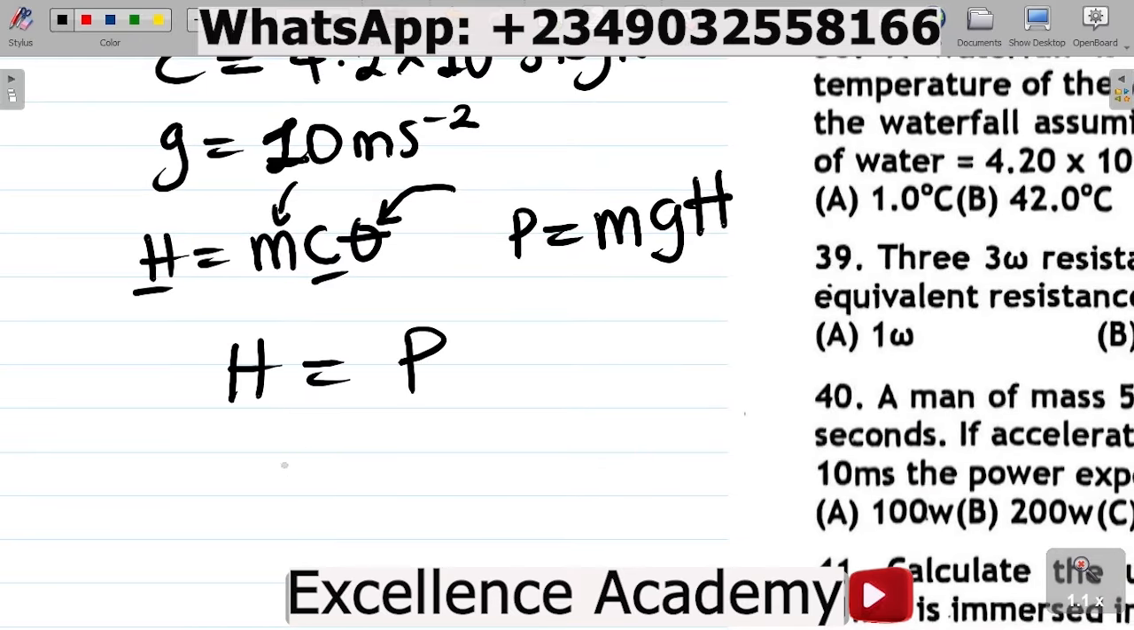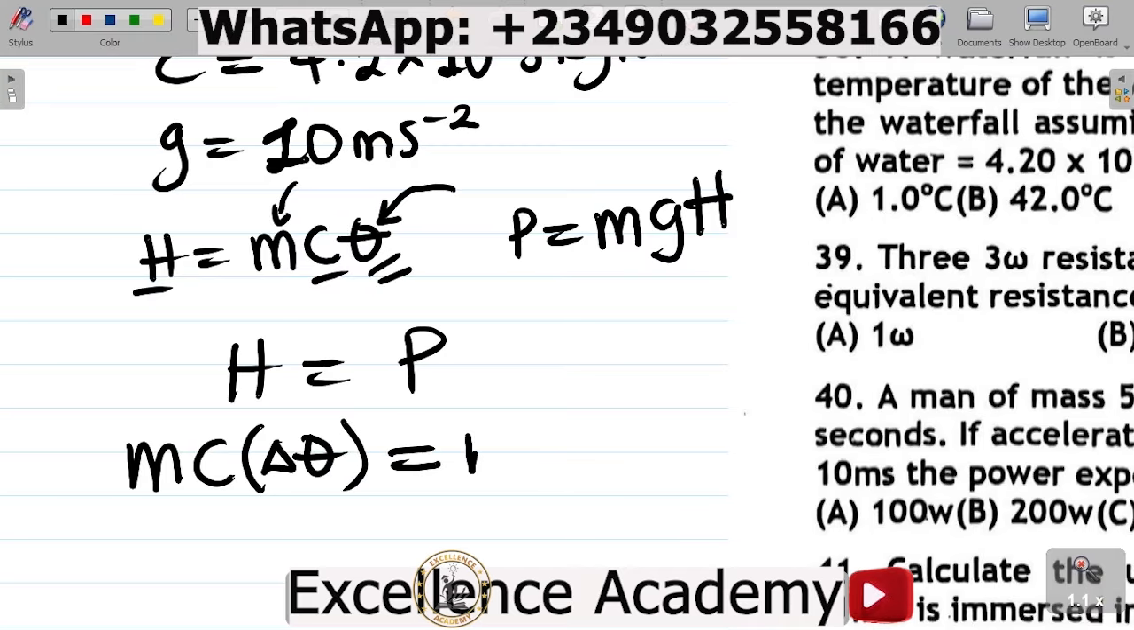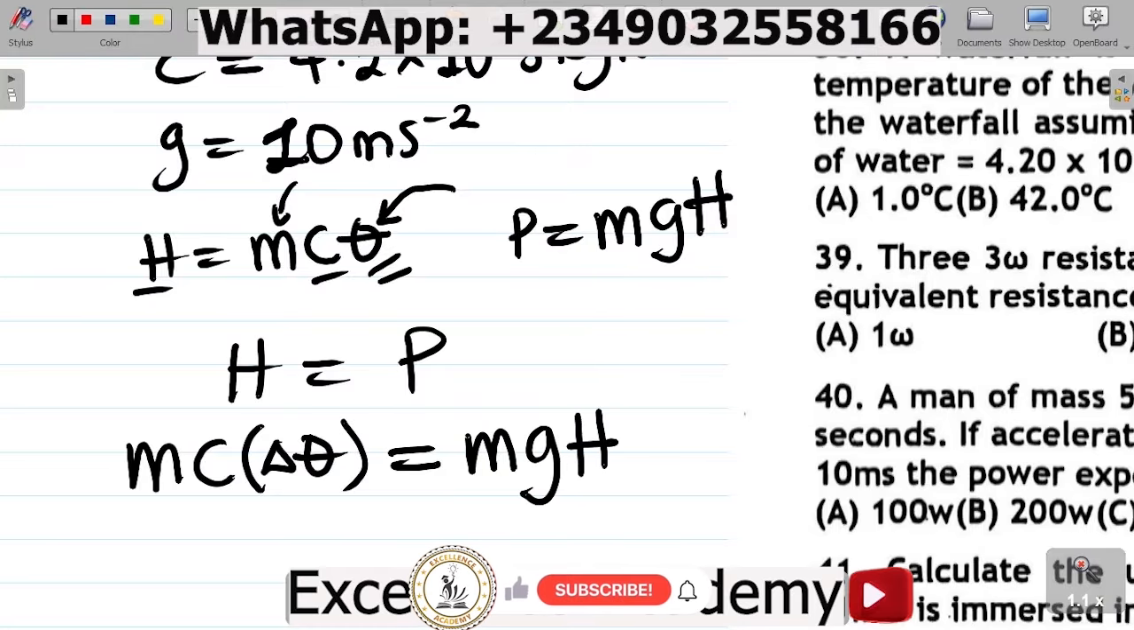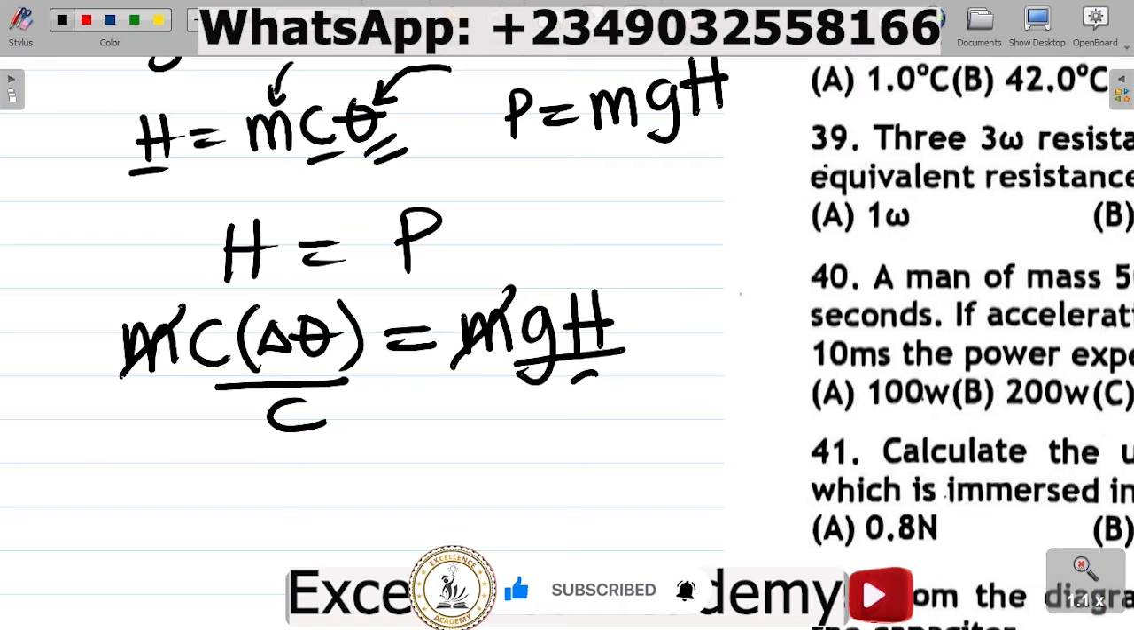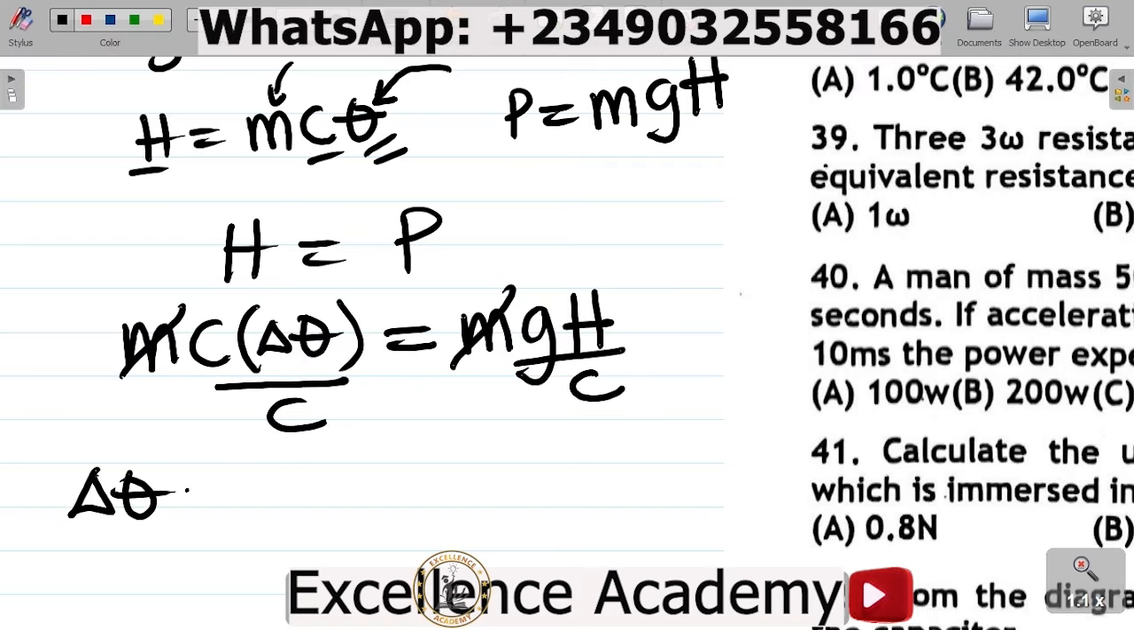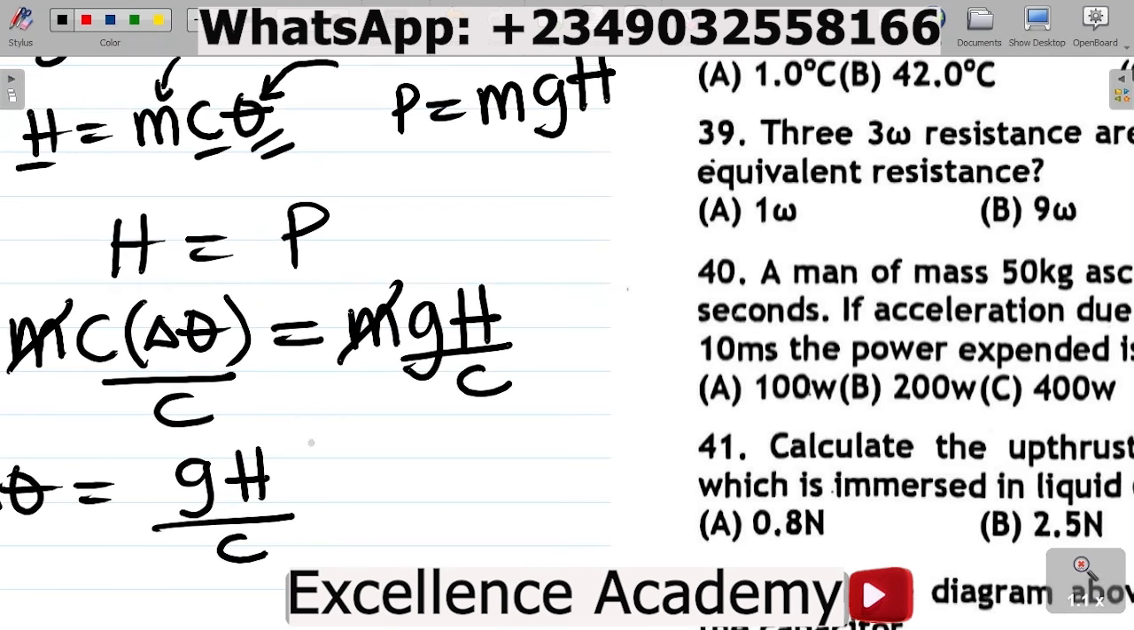In essence, we are converting heat energy to potential energy. Heat energy is m times c times change in temperature. I'll just call this change in theta, or you can just say theta, it's still the same thing. It's equal to, for P, mass times gravity times height. Looking at these two, you can see that mass can easily cancel. To find the change in theta, you divide both sides by c. So change in theta is equal to g times h, all divided by c.